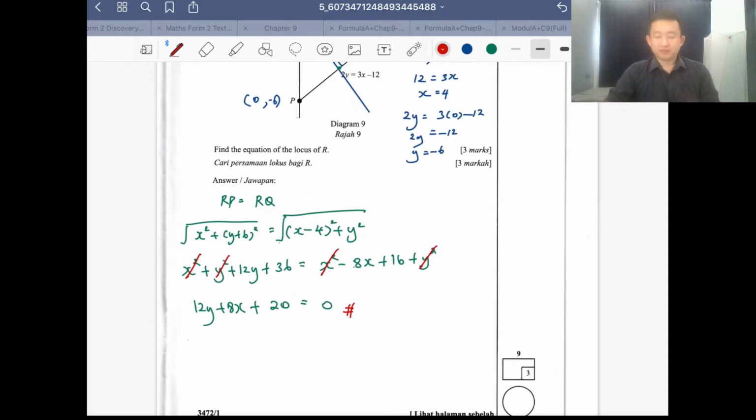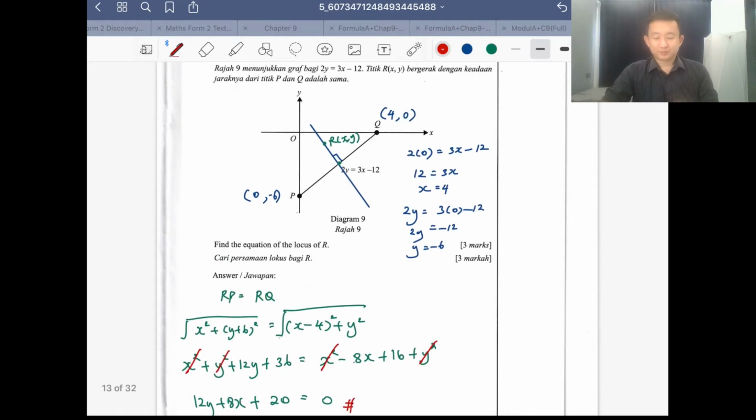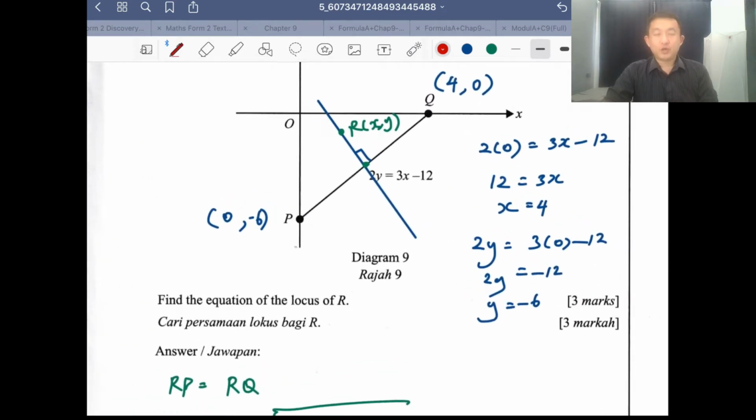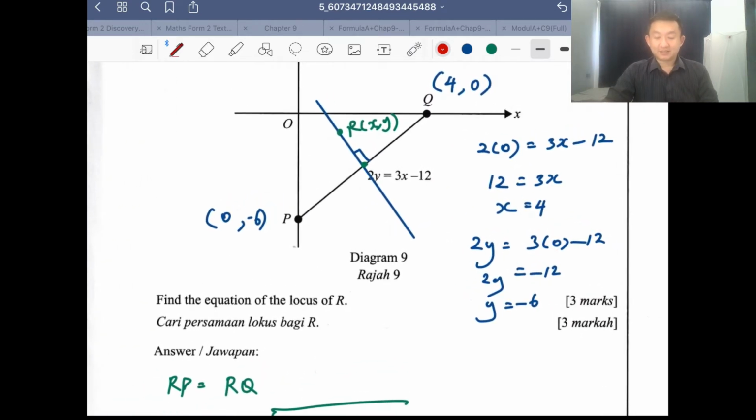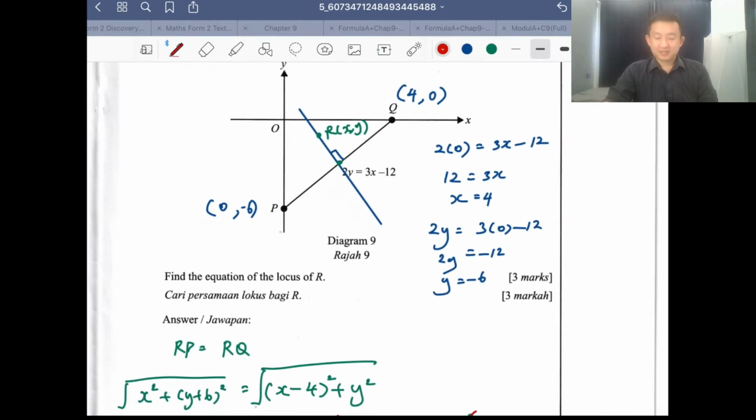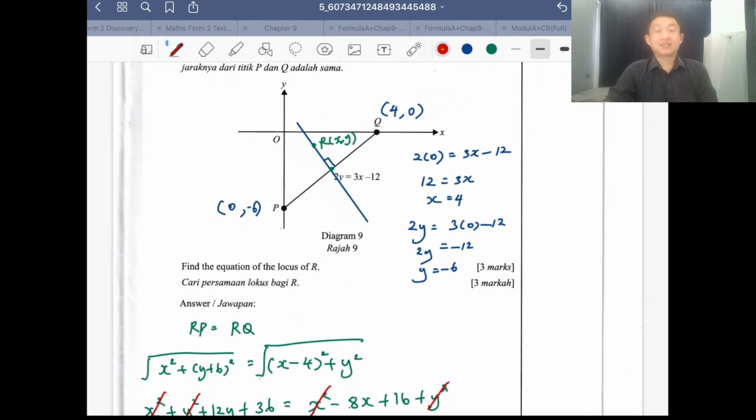You use the distance formula. If you don't use the distance formula, what else can you do? You can find the gradient of PQ and then find the gradient of the perpendicular line, and you form the midpoint. Yeah, it's a bit long. You can do that as well, no problem.